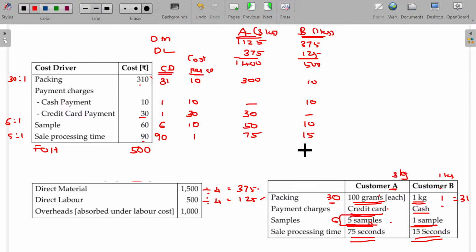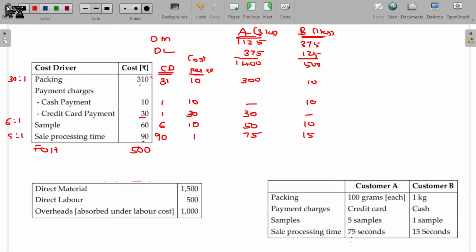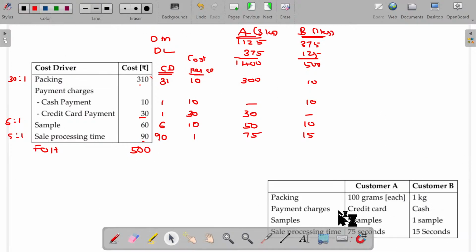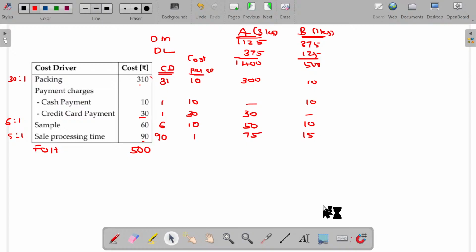Still, after this also, we still have some factory overhead not allocated to any of the activities or any of the ABC model. Then what can we do? Go with the traditional costing. What is the traditional costing? Absorption costing. As per the absorption costing, overhead will be recovered based on what? Labor cost.